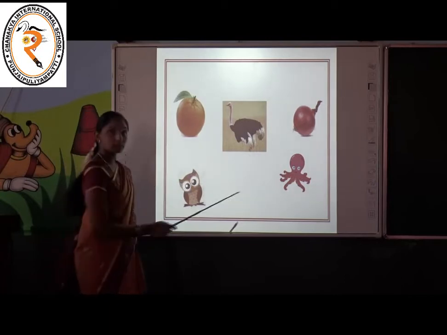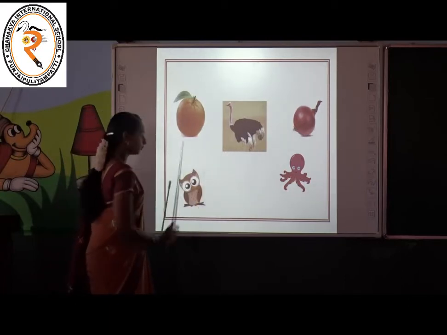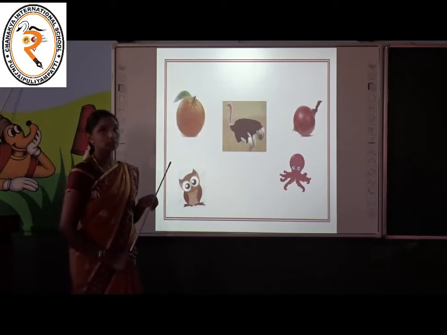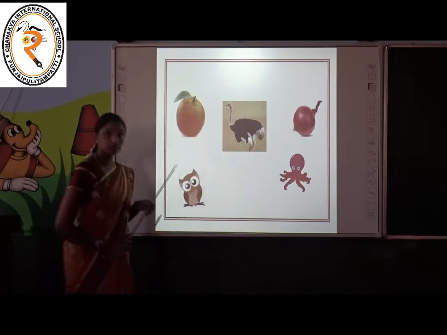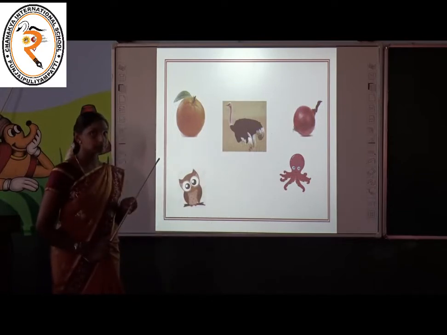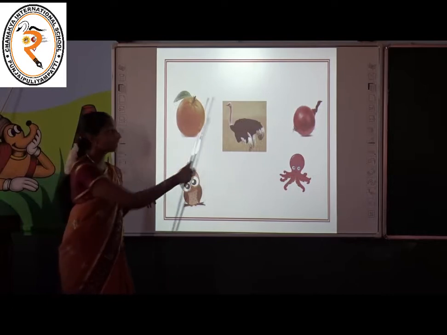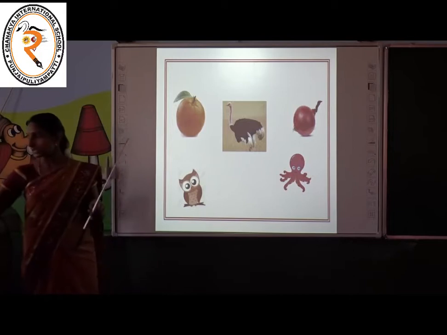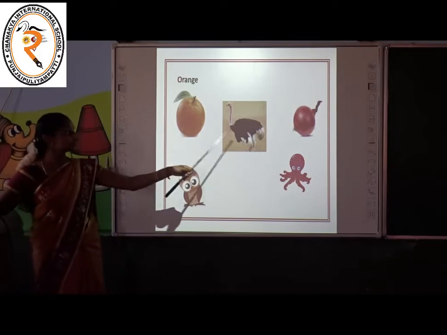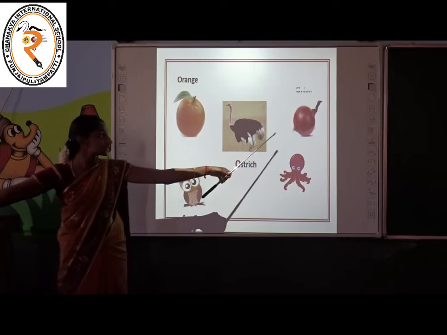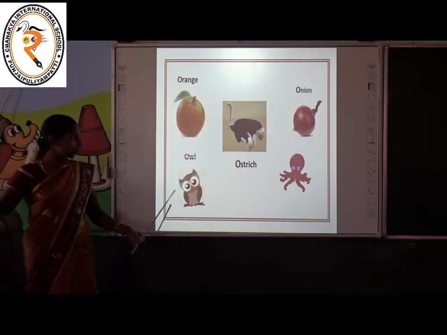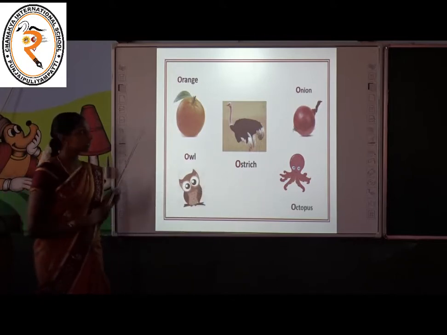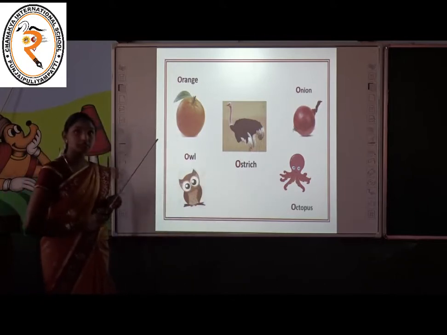Now, can you see the pictures on screen, children? How many pictures are given to you? 1, 2, 3, 4 and 5. 5 pictures are given to you. Children, now tell me the first letter of this picture. Children, just now we saw these pictures. What is the first letter of these pictures? Let's see. Oh, this is orange. This is ostrich. This is onion. This is owl. This is, what is this? Octopus. Now can you tell me the first letter of these 5 pictures?